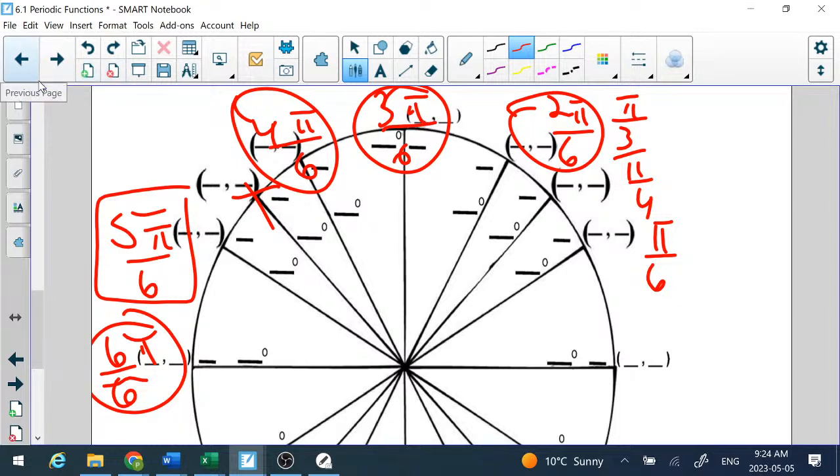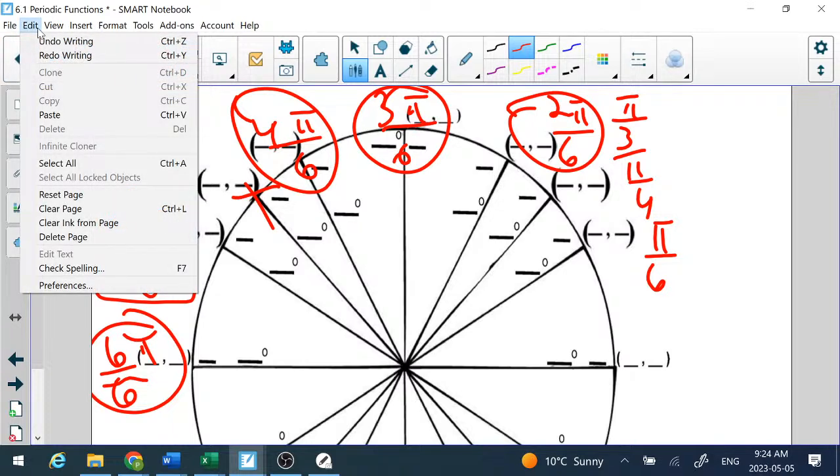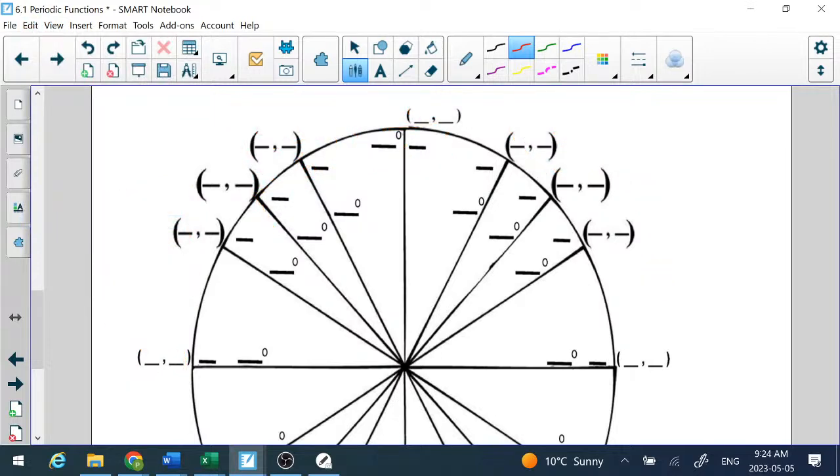Okay, so you guys know how to label the rest of it, right? Reduce the ones you can. And you're probably wondering why aren't the pi over 4s getting any love? So let me clear the ink. Edit, clear ink. So here's the pi over 4 right there. That's this one. So that's 1 pi over 4.